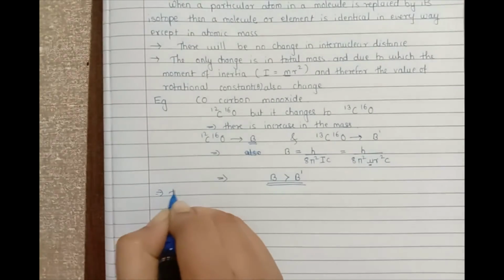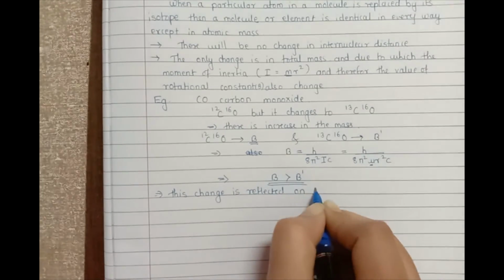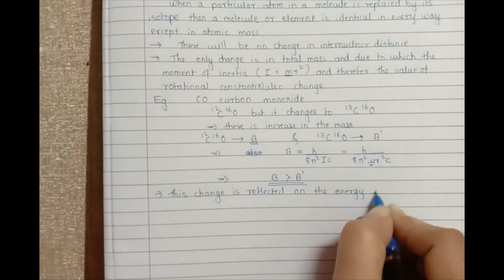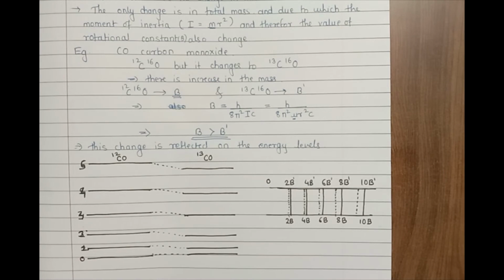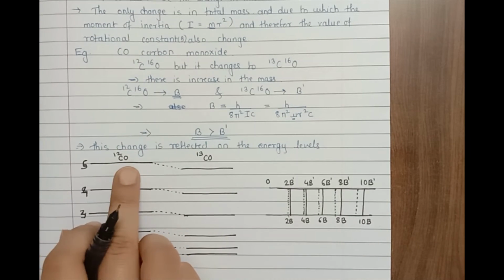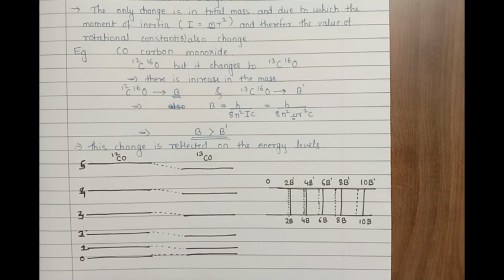And this change is reflected on the energy levels. Okay. So this is the diagram for the effect of isotopic substitution on the energy levels and the rotational spectra of a diatomic molecule such as carbon monoxide. So these are the energy levels for the carbon monoxide having carbon 12. And these are the energy levels for the carbon monoxide having carbon substituted by carbon 13. So what happens as the value of B is greater than the value of B dash? So these energy levels are said to be lowered for the substituted carbon monoxide.